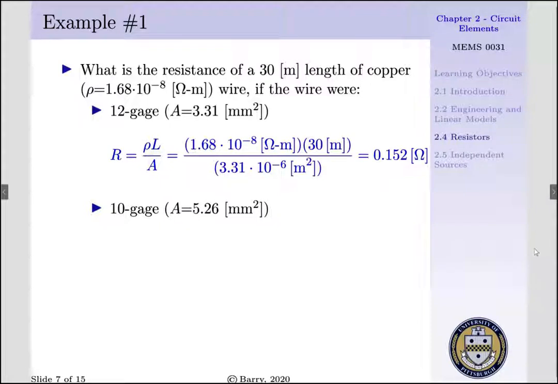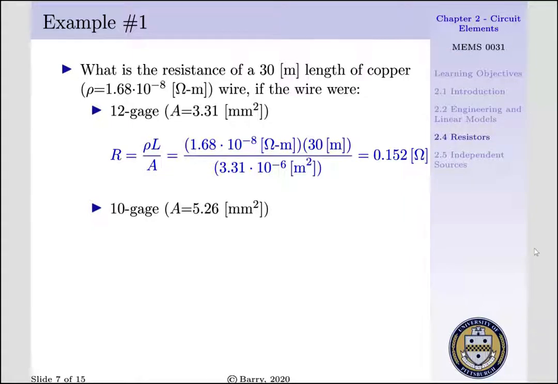So our resistance is ρL per A, where we'd have 1.68 times 10 to the minus 8th ohm meters times 30 meters per our cross-sectional area of 3.31 times 10 to the minus 6 meters squared. Or we'd have a resistance of this wire being equal to 0.152 ohms.